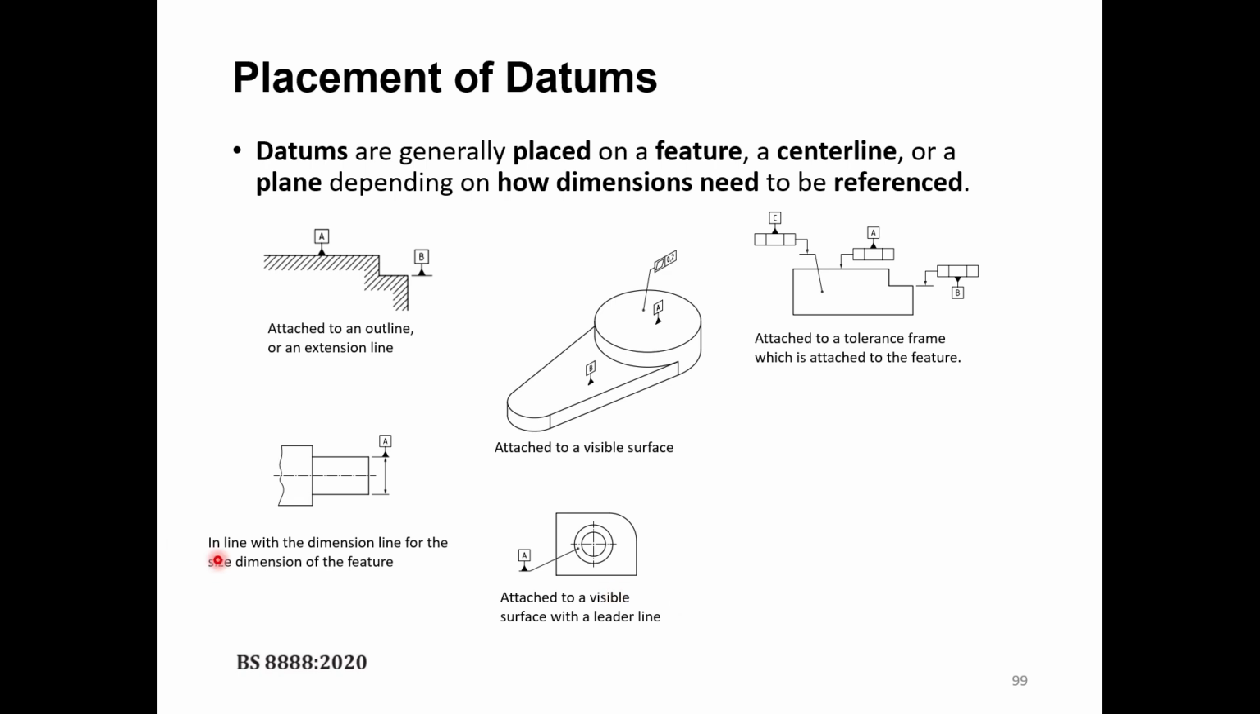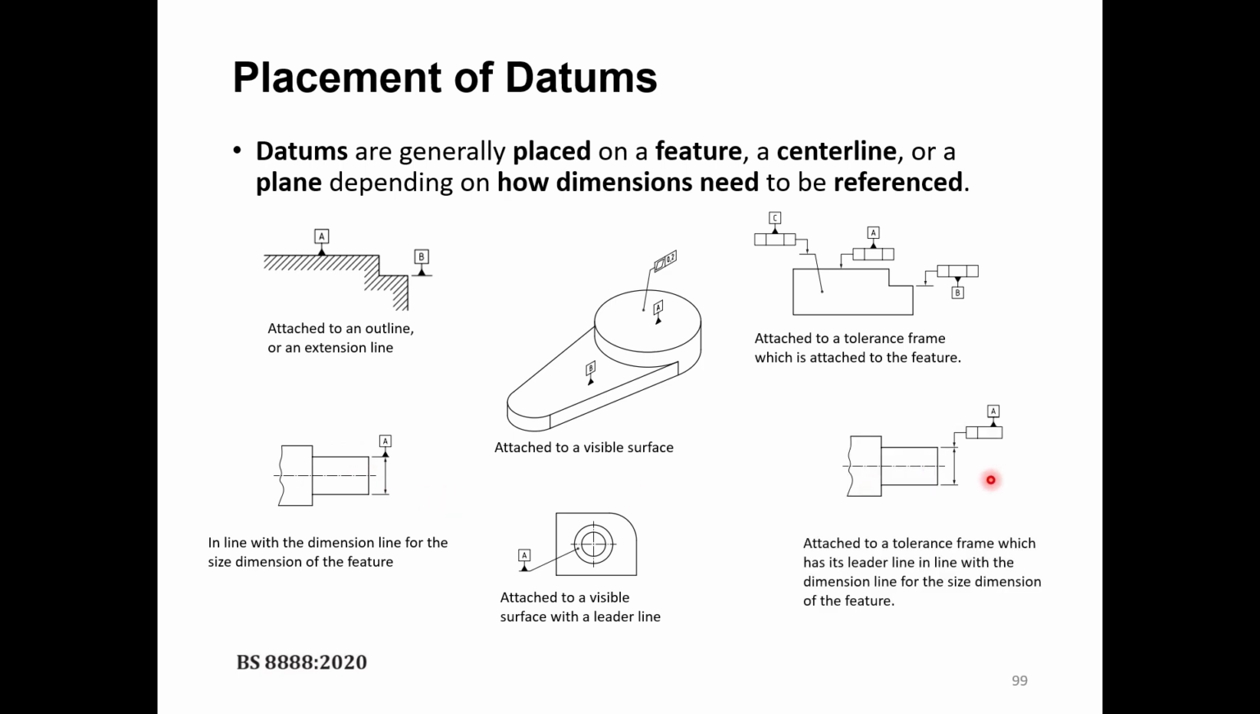It could go in line with a dimension line for this diameter or for this cylinder. But in this case, for example, if this is the diameter of this part of the cylinder, and we attach the datum to this dimension, it means that the center line is the datum. So when it is attached to a dimension, you take the center line of this dimension as your datum.